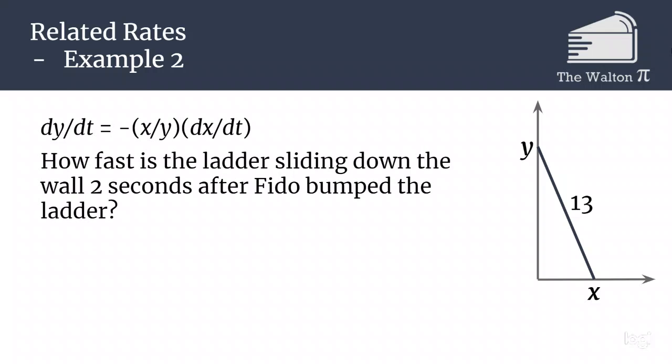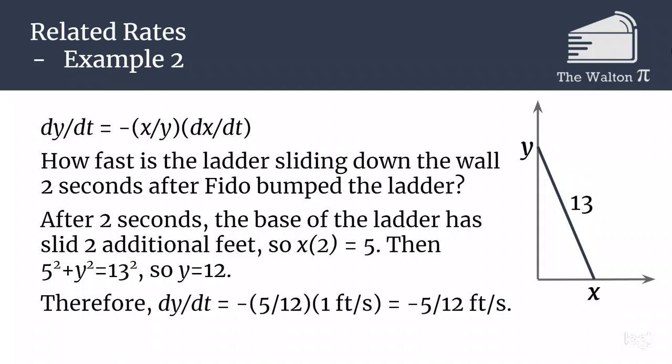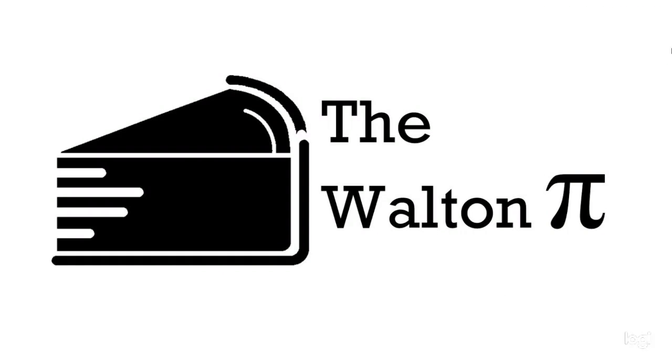So that is exactly what we are doing here. How fast is the ladder sliding down the wall 2 seconds after Fido bumped the ladder? We know that at time t equals 0, the ladder was 3 feet from the wall. So now 2 seconds later it's 5 feet from the wall, so y is 12, and so that means that dy/dt is minus 5/12 feet per second, which is 5/12 of a foot, that is 5 inches. So it is sliding down at 5 inches every second.